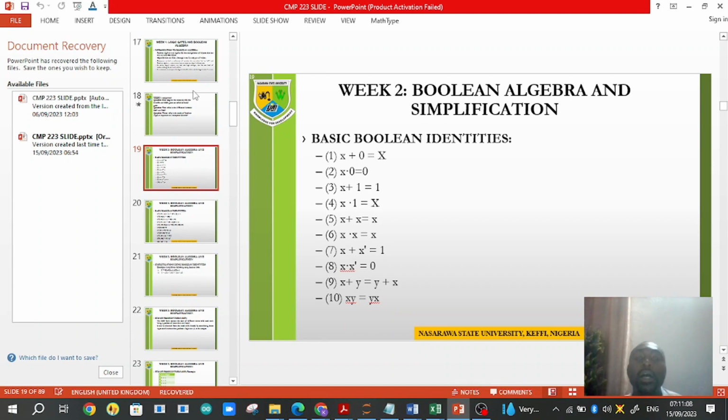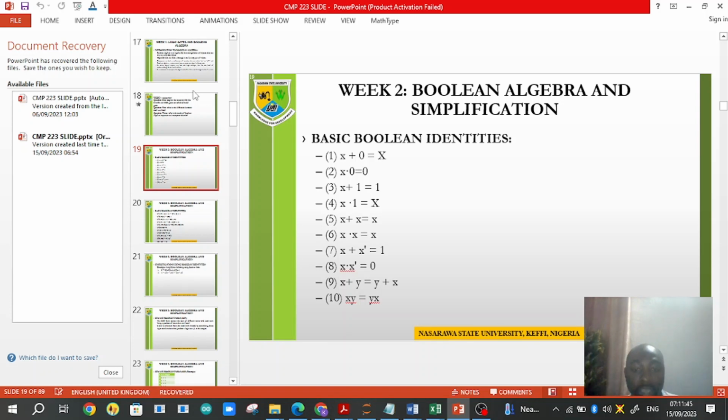The first one has to do with x plus 0 is equal to x. We are going to see some of the proofs using truth tables. The second is x dot 0 is equal to 0. Number 3, x plus 1 is equal to 1. Number 4 is x dot 1 is equal to x. Number 5, x plus x is equal to x. Number 6, x dot x is equal to x. Number 7, x plus x prime, which can also be represented as x plus x bar, is equal to 1. And number 8, we have x dot x bar is equal to 0.